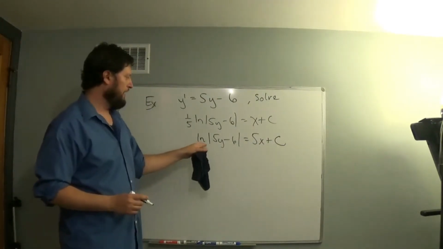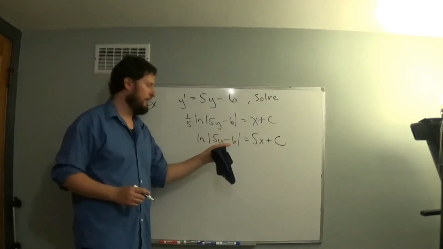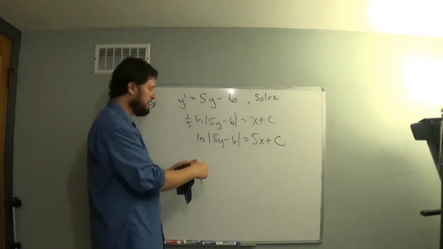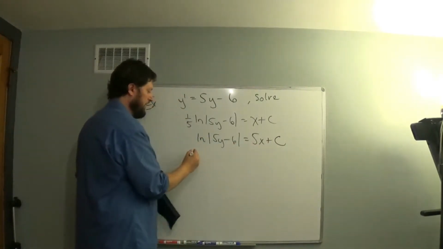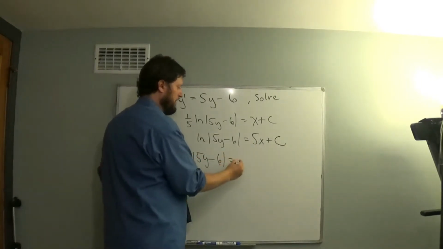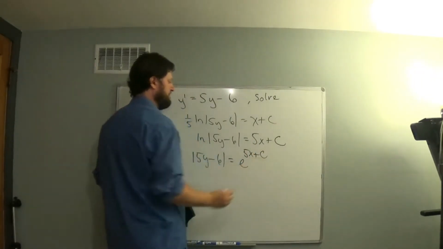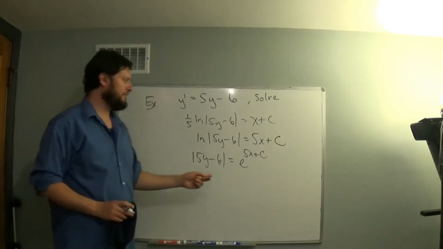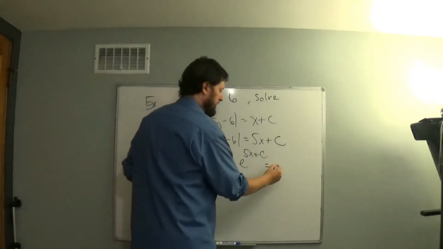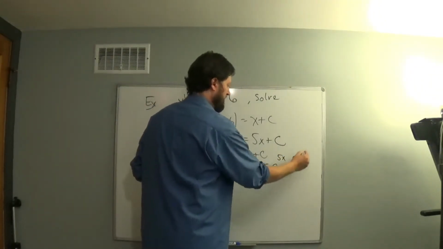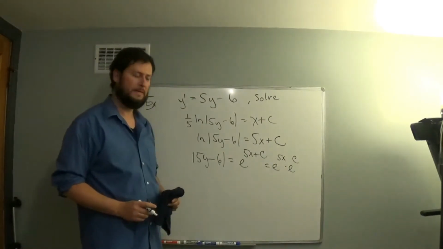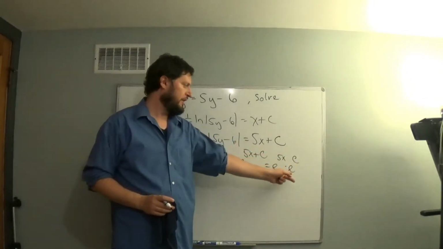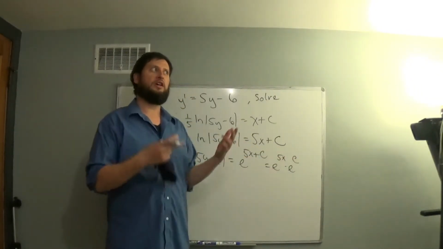Now, ln of something equals x, so this is e to that. We want to transfer this over to exponentials. This is e to the right-hand side is what's inside. The absolute value of 5y minus 6 is e to the 5x plus c. Now we have to do something similar here. This is e to the 5x times e to the c. I can break that apart. If c is any possible constant, then e to the c is any possible positive constant.